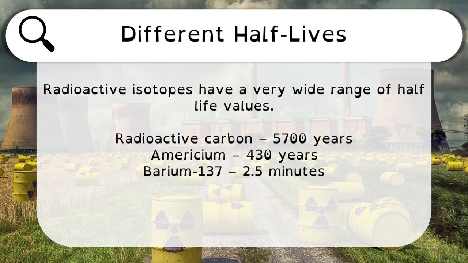Here are three different radioactive isotopes. So radioactive carbon, so one type of carbon, carbon-13, is radioactive and its half-life is around 5,700 years. Americium, another radioactive element, has 430 years. So every 430 years, the amount of radiation inside has halved. And finally, barium-137 just has a half-life of 2.5 minutes.